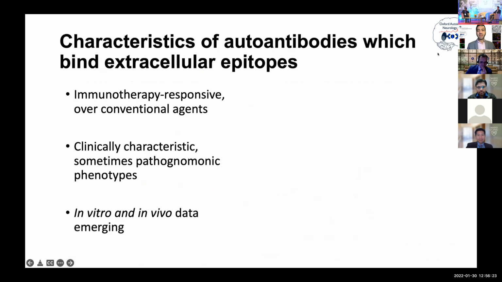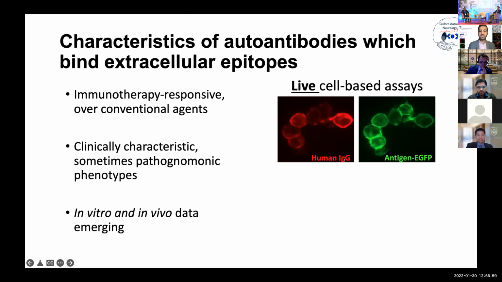And just to build on that a little bit more, the characteristics of these antibodies which target extracellular epitopes are that the patients tend to respond to immunotherapy over conventional agents, and I'll show you a couple of examples, that the phenotypes are highly clinically characteristic, and I would say many are pathognomonic. And the in vitro and the in vivo data are relatively easy to generate because once you incubate the antibody in the in vitro or in vivo system, it has direct access to its target.